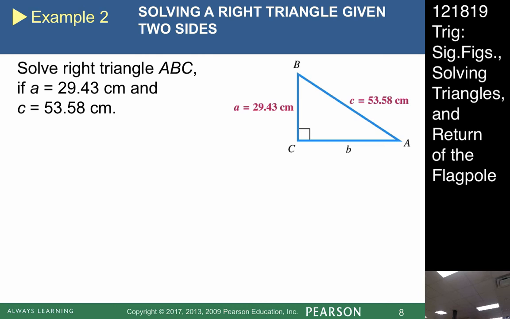Right. And now what do we do with that? We would have to take what's called an arc sine, the inverse function. We just go backwards in our lookup table. We would divide 29.43 by 53.58. Get some nasty number. You've got a calculator there. Lance, do it.